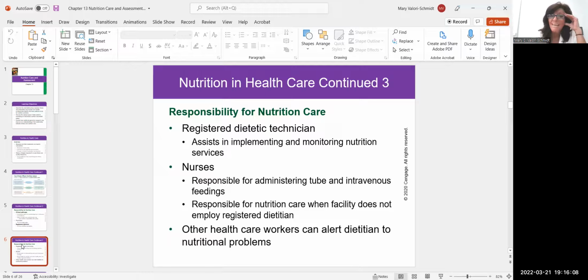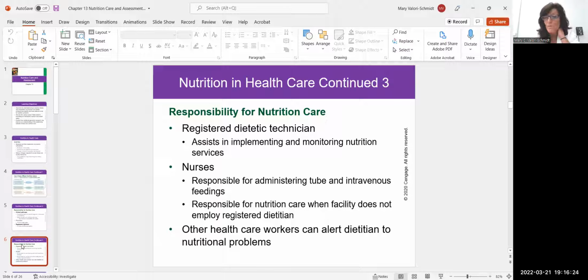Registered dietetic technician, you don't really see those. I don't think I've ever in my career seen one. They do exist, it is a thing, but they're the ones that help to implement the nutritional services that the dietitian puts together for the patient.